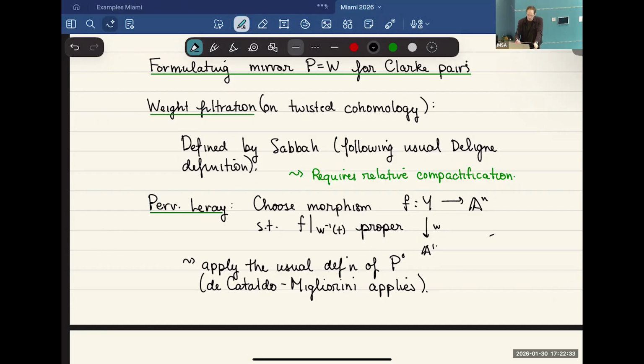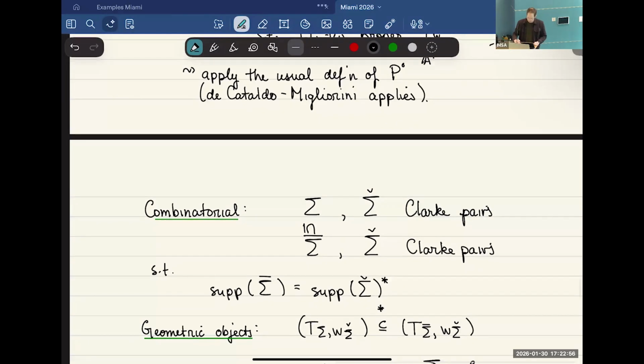So once you have that, you can use the regular definition of the perverse Leray filtration on the twisted cohomology complex. And you can also use this result of Di Cataldo-Migliorini, which tells you that the perverse Leray filtration comes from restriction to hyperplane sections. You can also use that in this specific case.